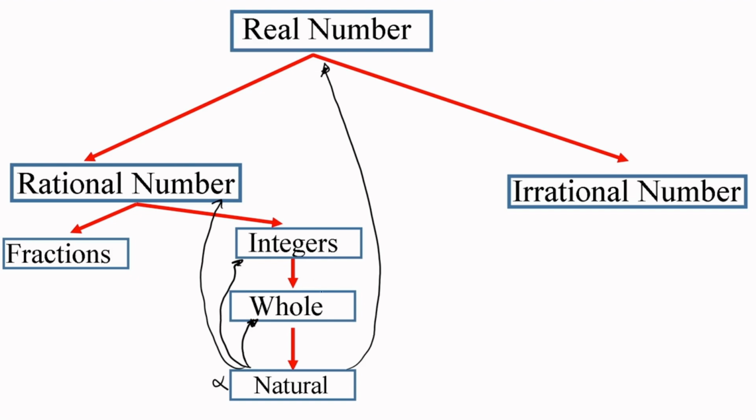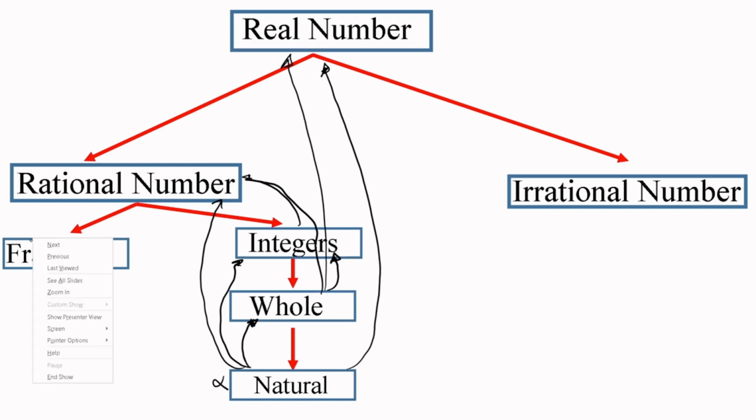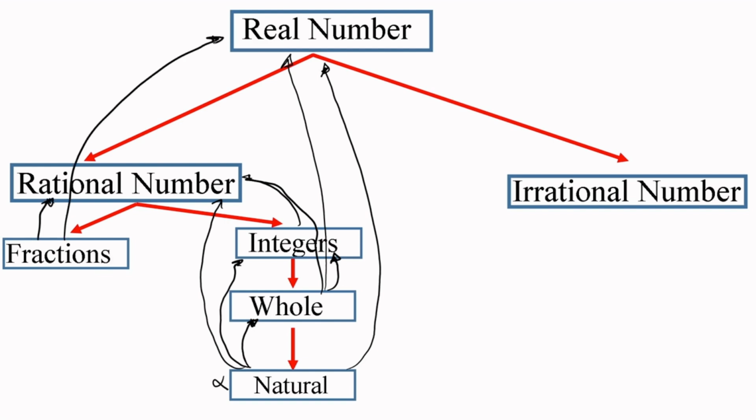Or for example, when we have a whole number, definitely it's going to be an integer, definitely it's going to be a rational number, and definitely it's going to be a real number. So we can write all the sets. Or when we have a fraction, we can be sure that definitely it's going to be a rational number and a real number as well. We are moving backward, in the direction opposite to the arrows.